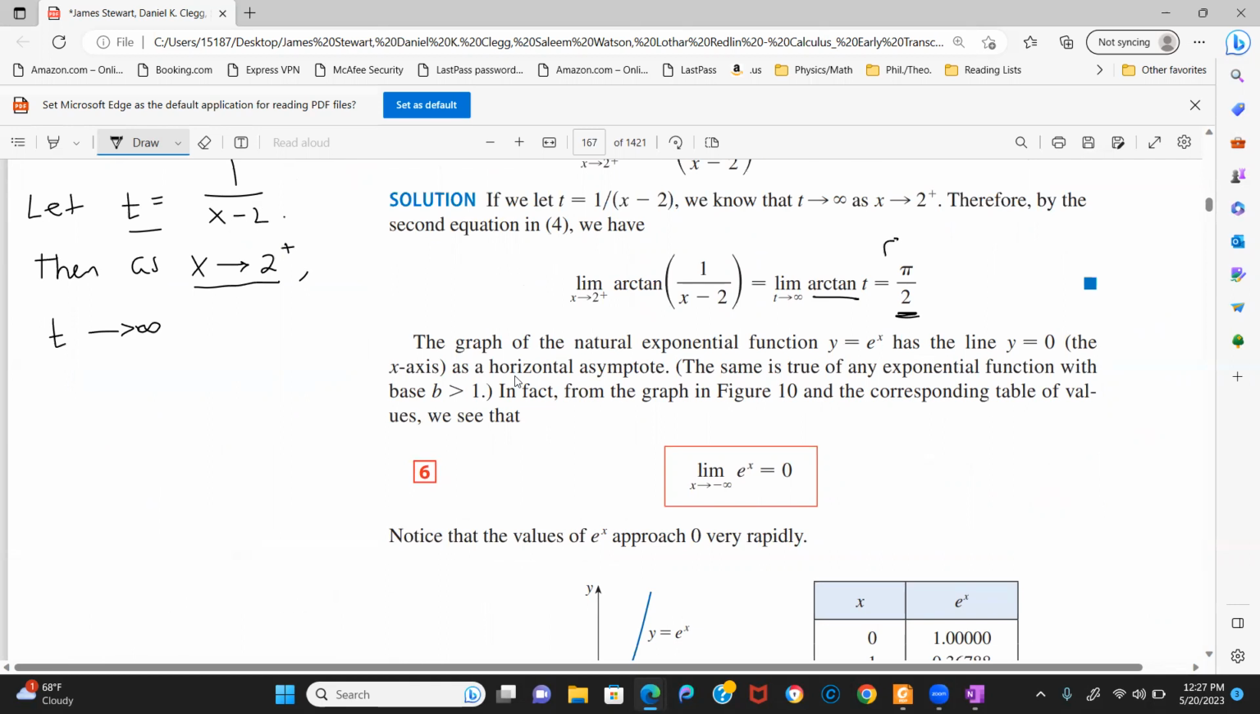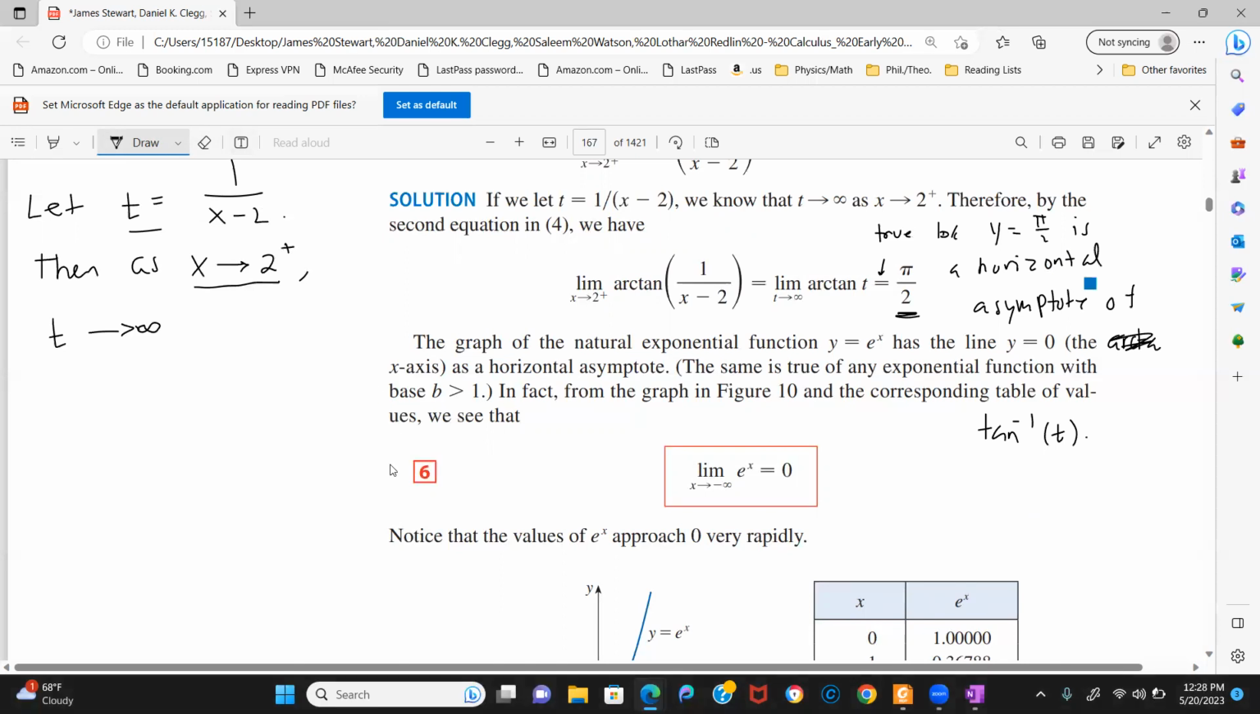So this equality is true because y equals pi over 2 is a horizontal asymptote of tan inverse of t, which is the same thing as arctan. So that's why this calculation is true. You have to do this variable substitution. It might not be obvious, but once you do that substitution, it's kind of clear, I think, hopefully.